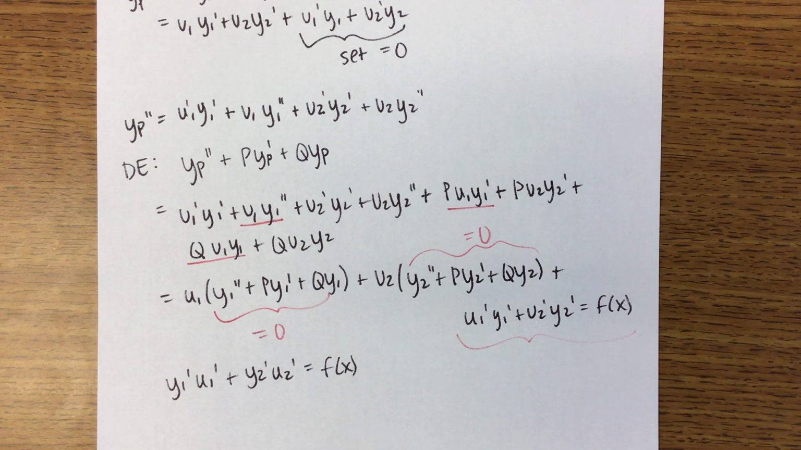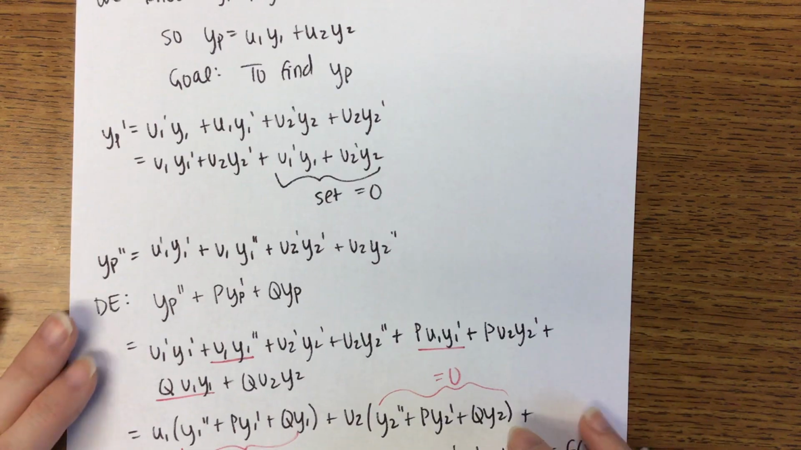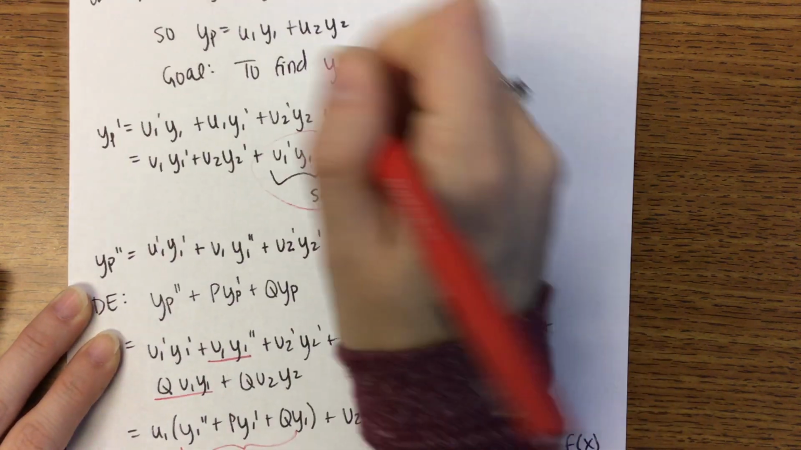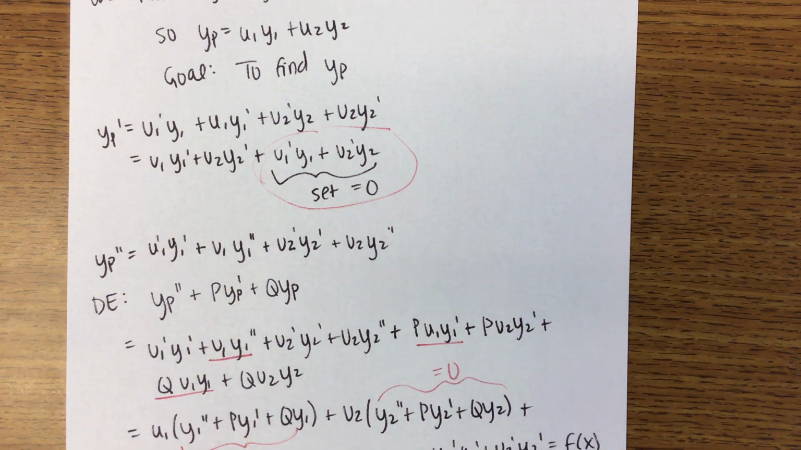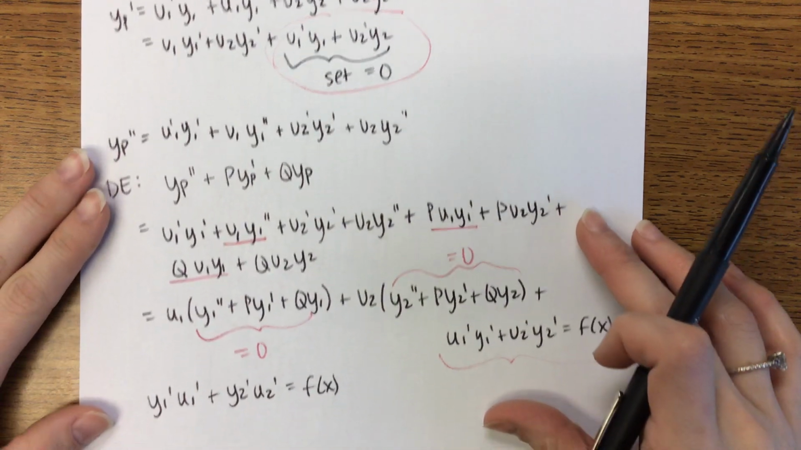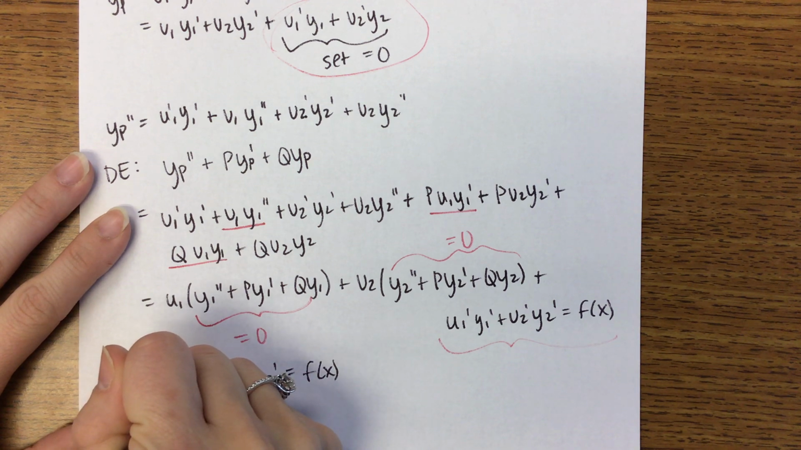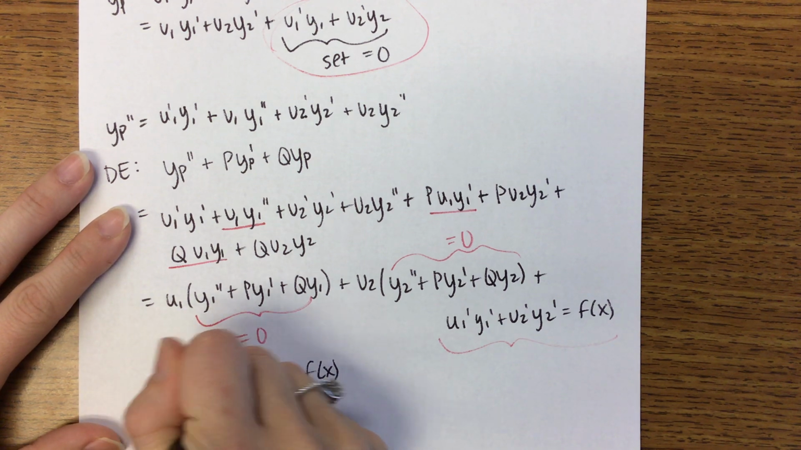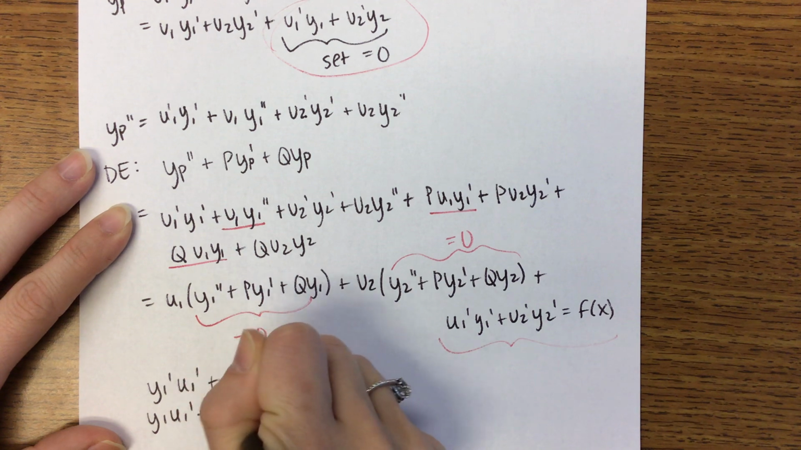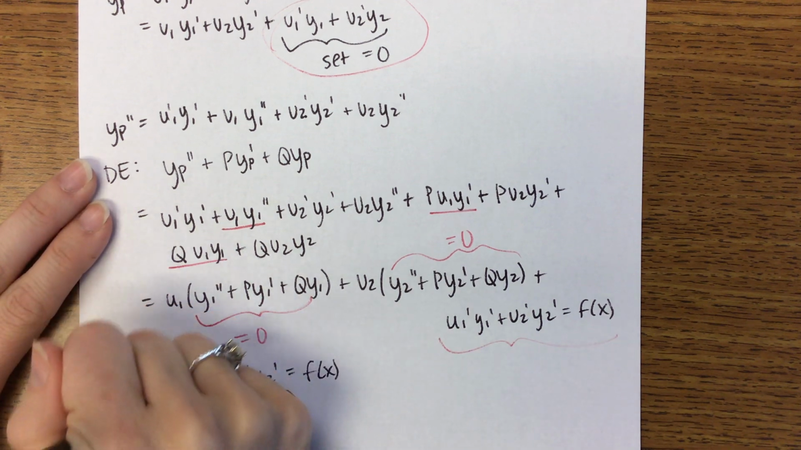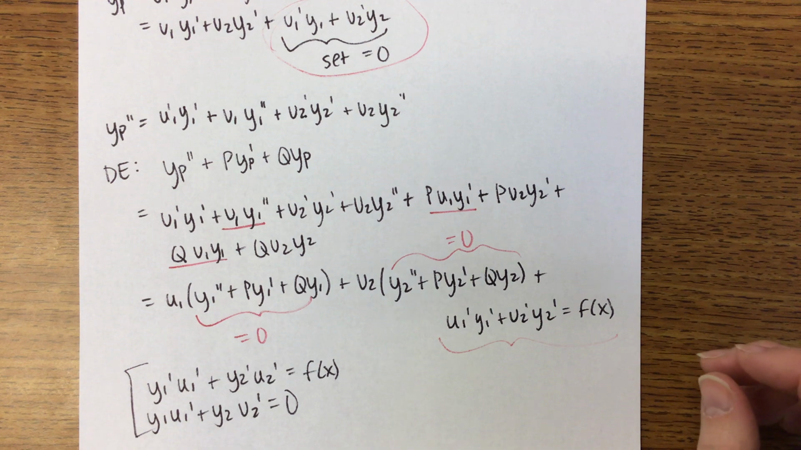Now, we already know what y1 and y2 are. We need to know u1 and u2. You can't solve for u1 and u2 if you have two variables in one equation. So we have another equation that comes from here. That wasn't just arbitrary, it's going to come up again. So that is y1 u1 prime plus y2 u2 prime is equal to 0. That's the system we want to solve.